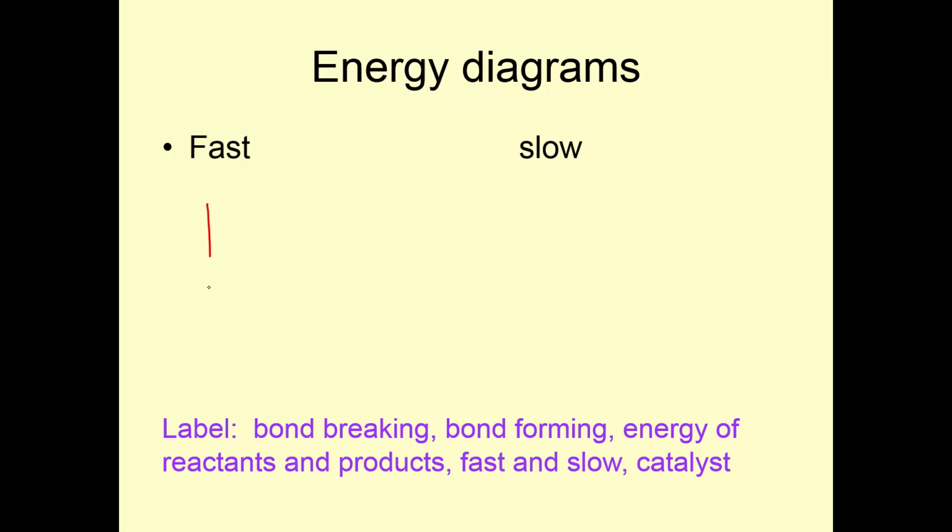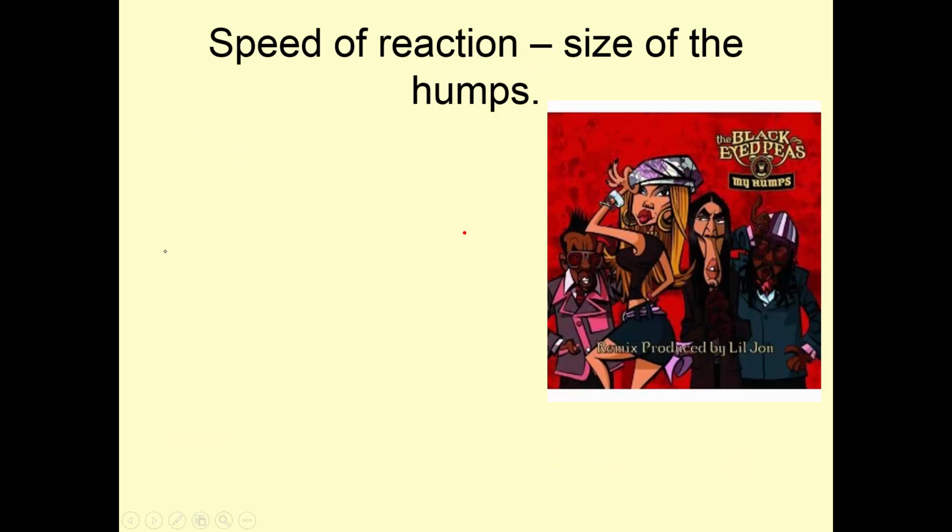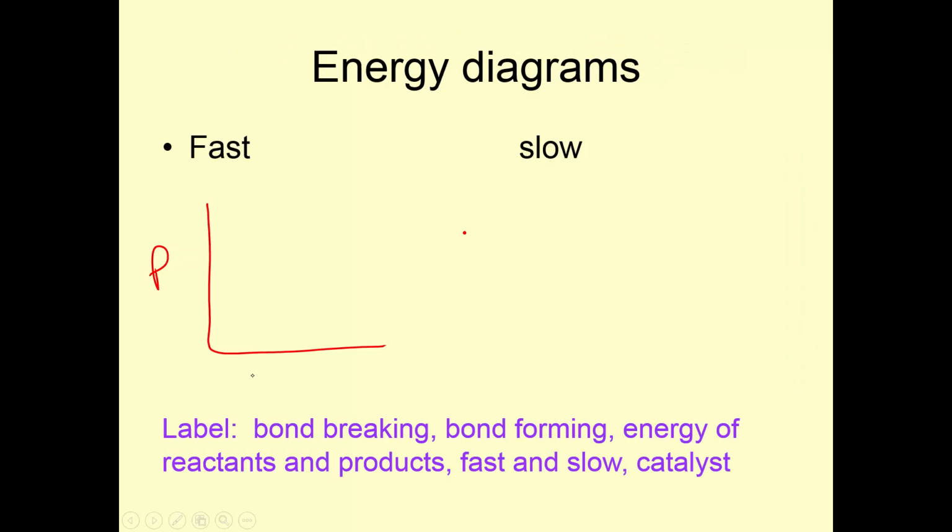Energy diagram. An energy diagram is a graph of potential energy and time. It starts off with a reactant, a hump, and a product. Every reaction has an activation energy it must overcome. Remember, when you break bonds, you absorb energy. So breaking bonds are right here. When bonds form, you release energy.